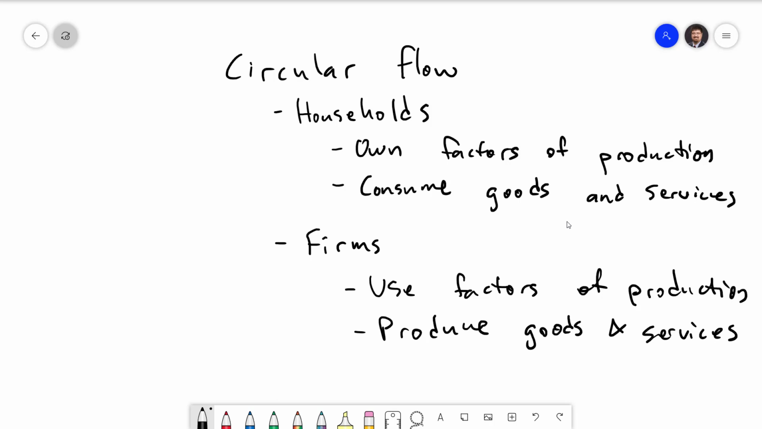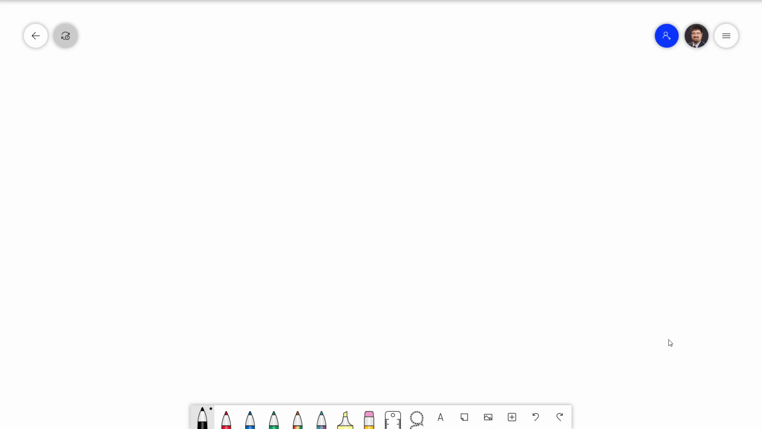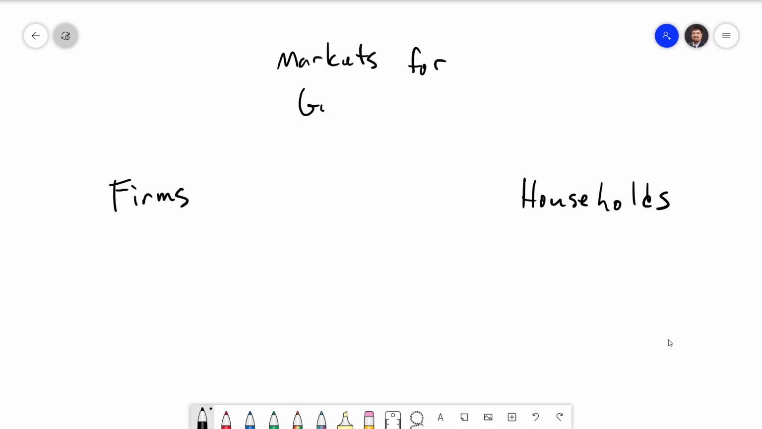We're going to put those two sides of the economy and everything we've talked about into one diagram called circular flow. We'll put the firms over here. We'll put the households over here. The firms and households interact with each other in markets. We have two different types of markets. We have markets for goods and services, and we have markets for factors of production.